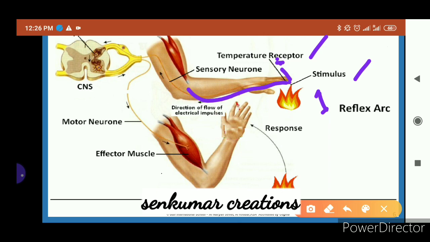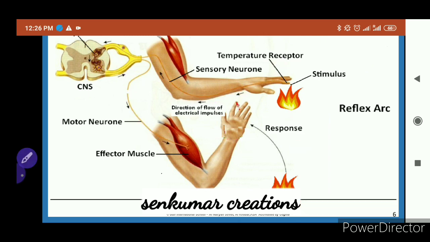Okay, when it reaches the brain, you can see here, it comes to the central nervous system, and the relay neuron is here, and it comes to the motor neuron. You can see here, it again comes like that. It comes to the muscles. So it comes here, and we are taking our hand away. This is the response. Okay, so this is the last part.